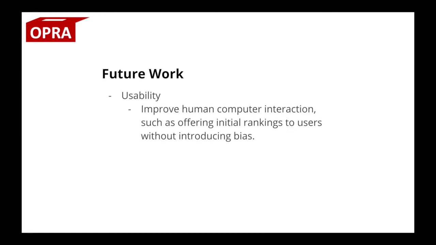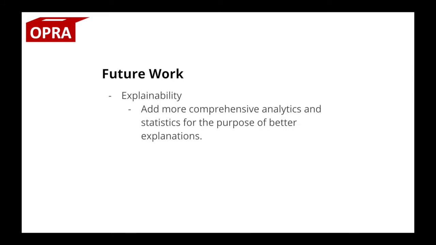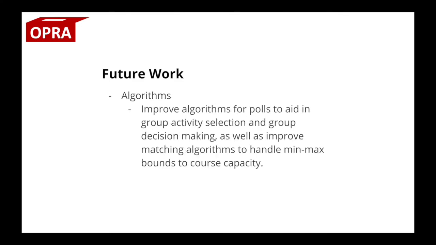Usability. We would like to improve OPRA's human-computer interaction. This includes work such as offering probable initial rankings to users without introducing bias in poll results. Explainability. We would like to add more comprehensive analytics and statistic tracking to OPRA in order to improve the explainable AI functionality. Algorithms. We would like to improve the algorithms OPRA uses, both for polls as well as mentor matching. Better poll mechanisms could aid in group activity selection and group decision-making, while a better matching algorithm would be able to handle min-max bounds to course capacity.